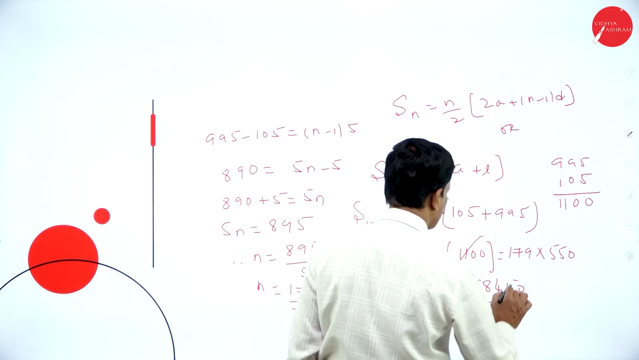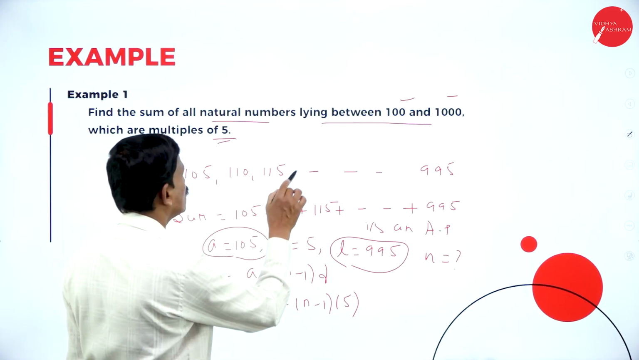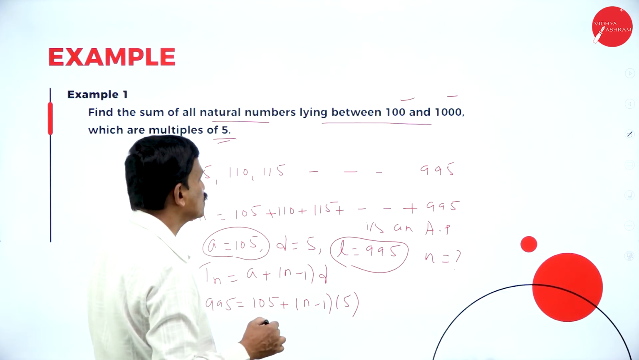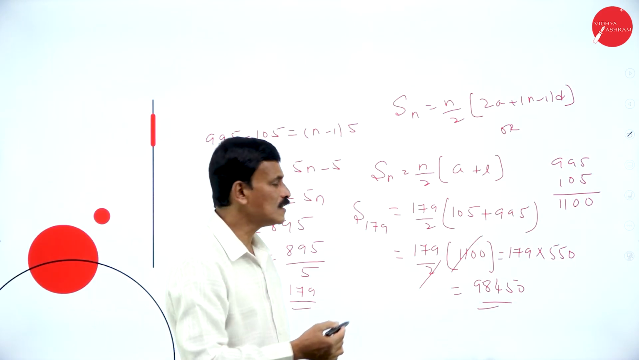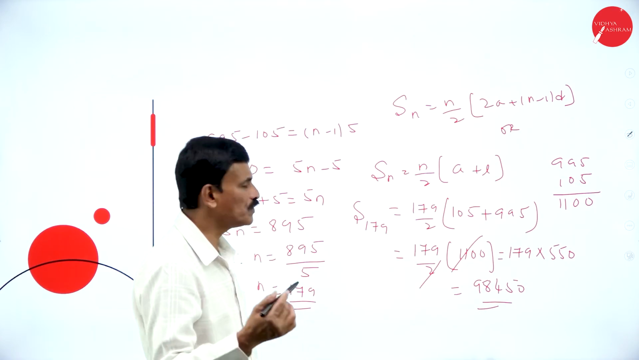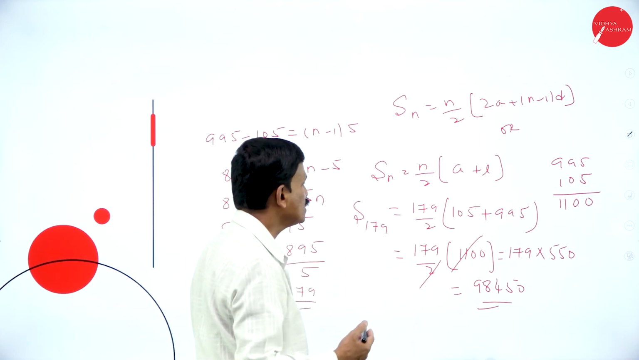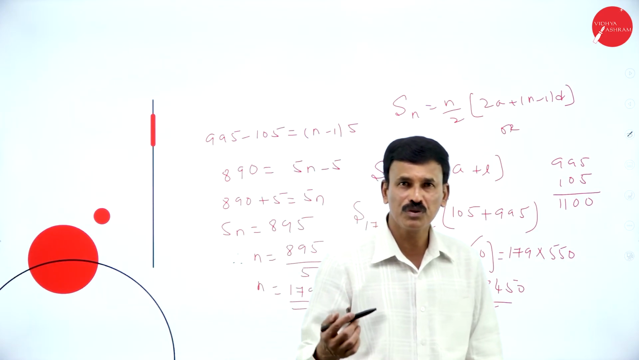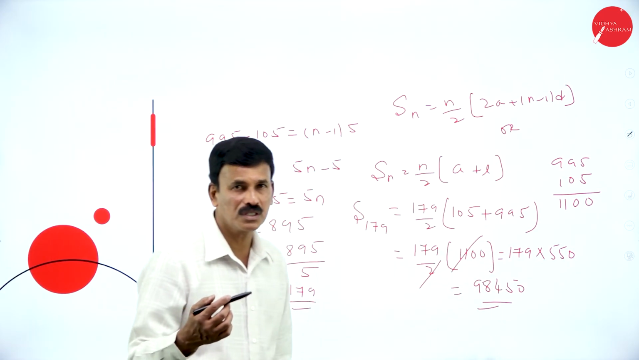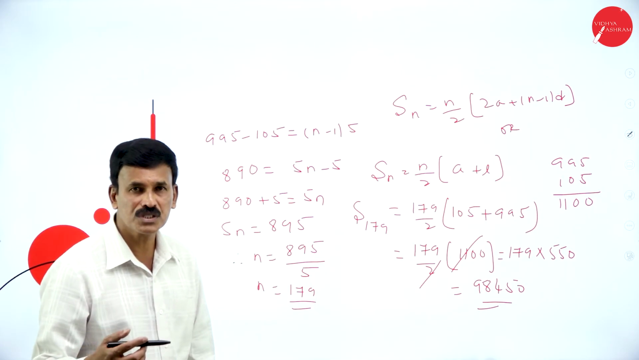98,450. So therefore, the sum of all natural numbers lying between 100 to 1000 which are multiples of 5 is 98,450, which is the required answer. Okay, the number of terms are 179. That's it. Hope you followed. This is a very important problem for 5 marks. You may expect this type of questions for 5 marks.